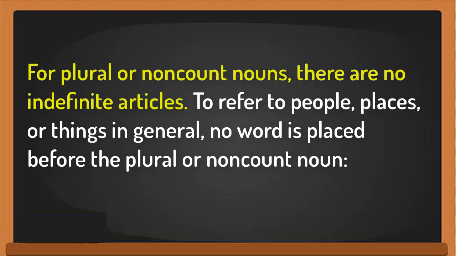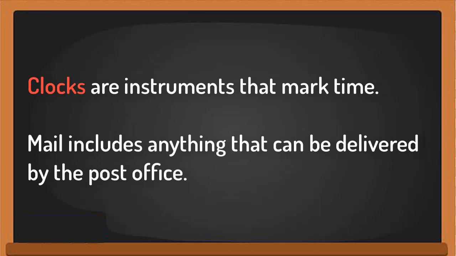Okay, now for plural or non-count nouns, there are no indefinite articles. So you don't use any articles for plural or non-count nouns. So to refer to people, places, or things in general, no word is placed before the plural or non-count nouns. You cannot use an indefinite article for people, places, or things in general. For example: clocks are instruments that mark time. Mail includes anything that can be delivered by the post office.